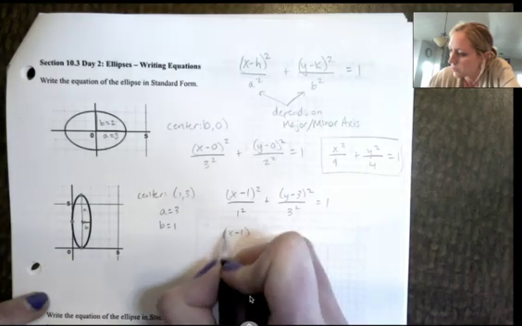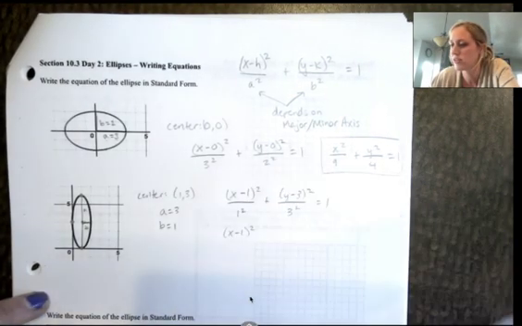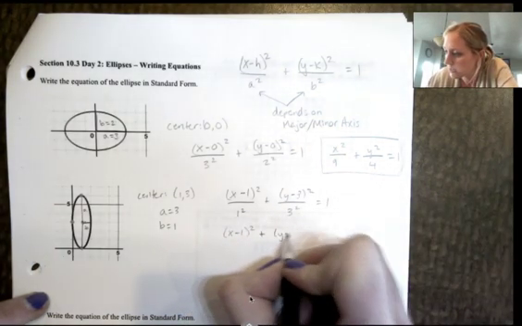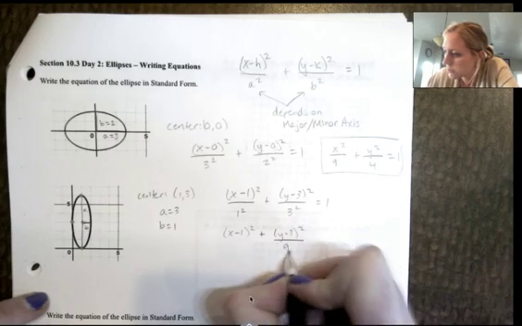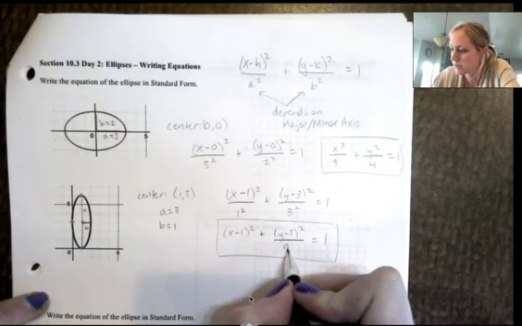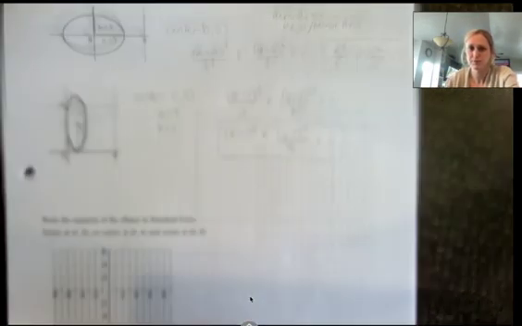x minus 1 squared over 1. And since it's just over 1, sometimes we might see it like this, with the over 1 not written, and it might just look like this. So just be aware that this means over 1, but this could be how we see it sometimes, where they don't write over 1. Still an ellipse.